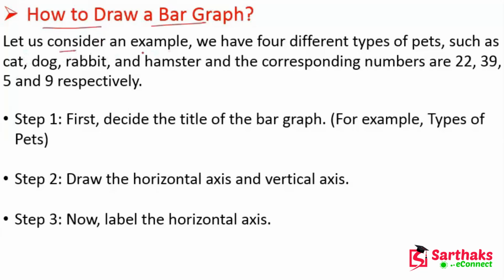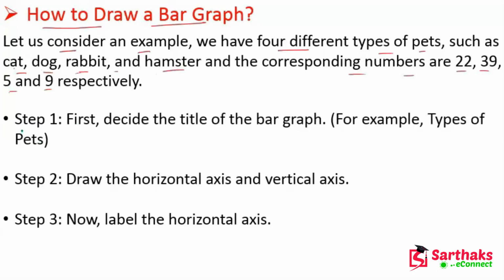Now let us consider an example. Let's suppose we have four different types of pets such as cat, dog, rabbit and hamster, and the corresponding numbers are 22, 39, 5 and 9 respectively. It means cats are 22, dogs are 39, rabbits are 5 and hamsters are 9. Now in order to represent the data using a bar graph, first of all we need to follow these steps.